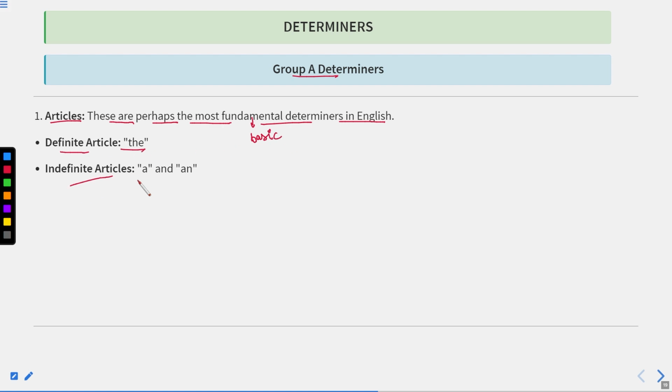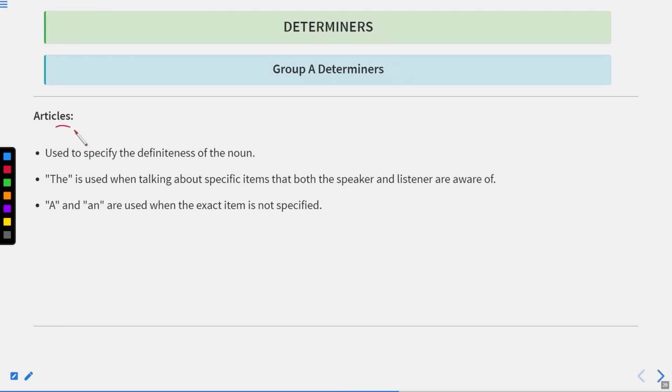Definite article the, and indefinite articles a and an. As I told you, now we'll elaborate each and every type of determiner. We have already heard this word articles, and we know well that this can be divided into two parts, either definite or indefinite. Definite shows the definiteness of a noun or pronoun, and it is used before a noun. But indefinite articles are used before nouns which are indefinite, or you can say not specific, and they should be singular.